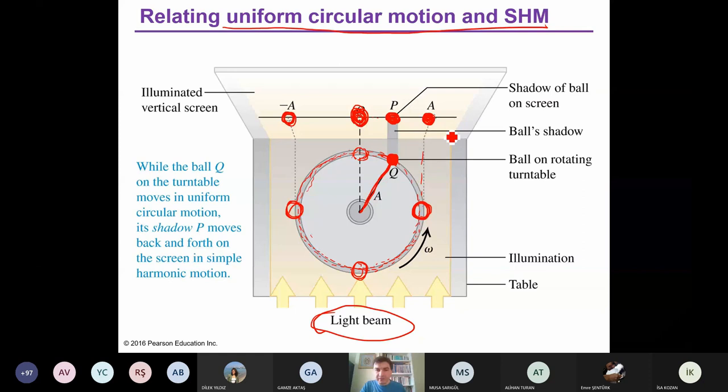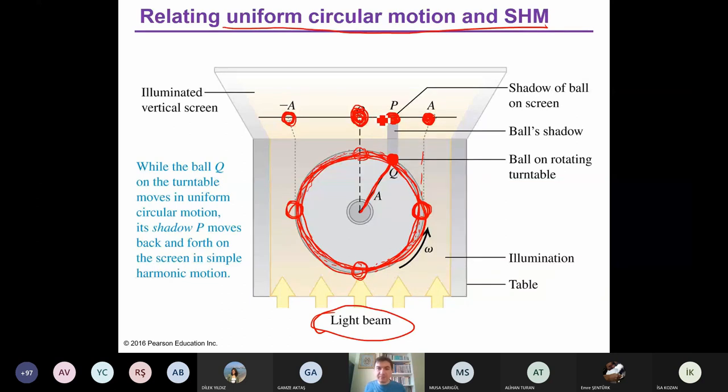Okay, so this Q ball has uniform circular motion on a rotating turntable. It is rotating with some certain angular frequency, okay? Then you are checking the shadow of this ball. What do you see here on the screen? Look at the screen.